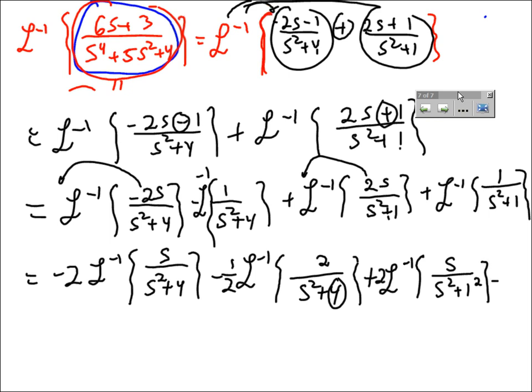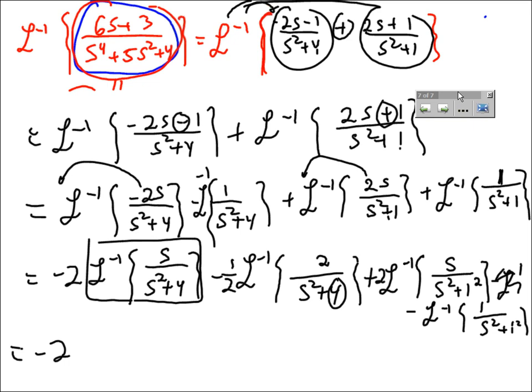Minus the inverse Laplace of, in the bottom, we have s squared plus 1 squared. So I want 1 on top. Oh, good. That is what I had on top. Now, each of these are in standard form. It's negative 2 times that.